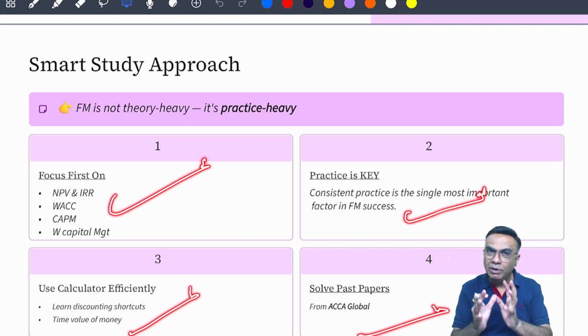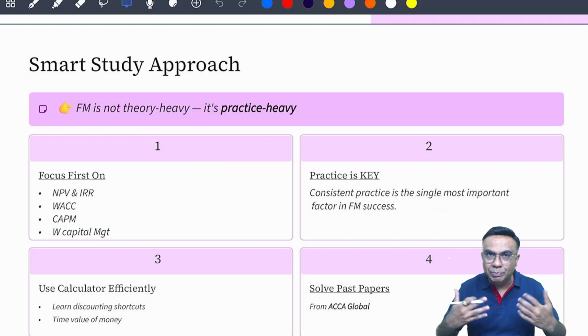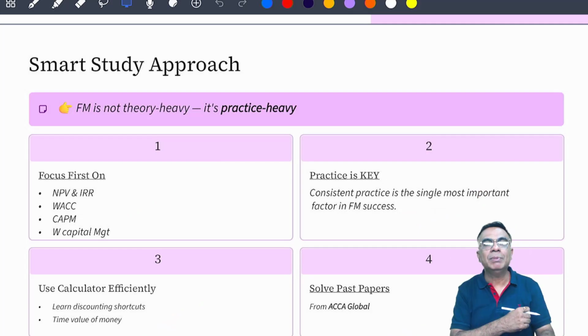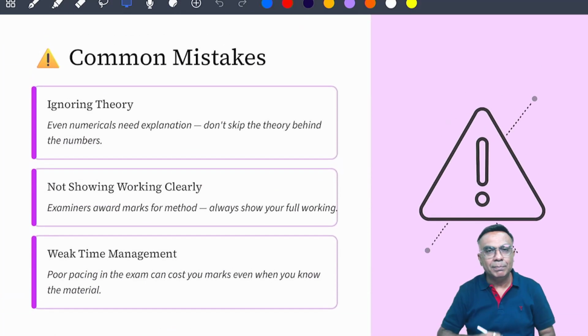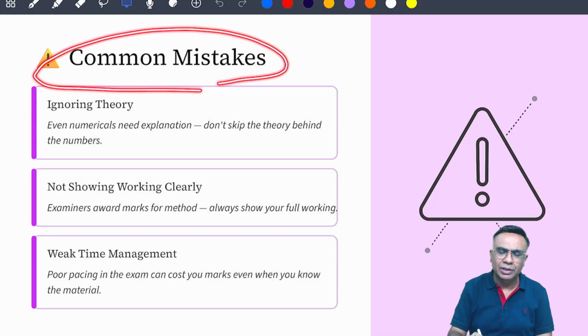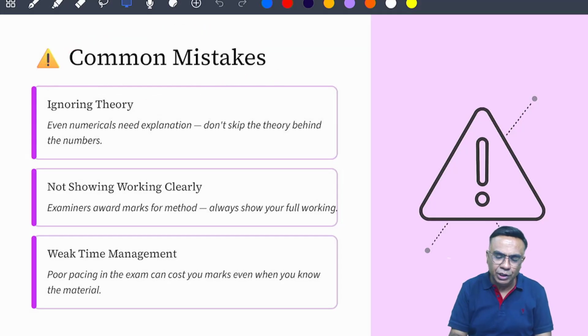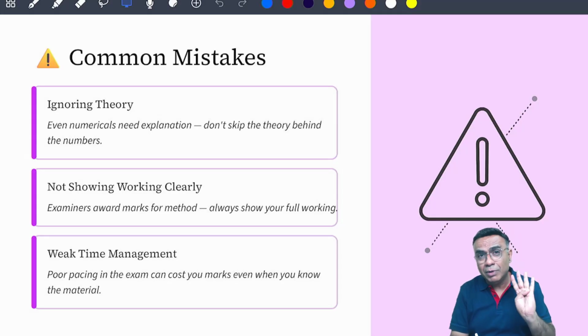Now what are the common mistakes students make when they study this paper 9 FM paper? Common mistakes. Number 1, you ignore theory. Many students don't like theory. They like practical, but they don't like theory. But tell me, how can you ignore 40 marks? You should concentrate on theory.